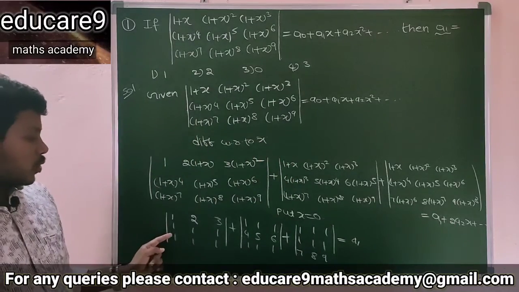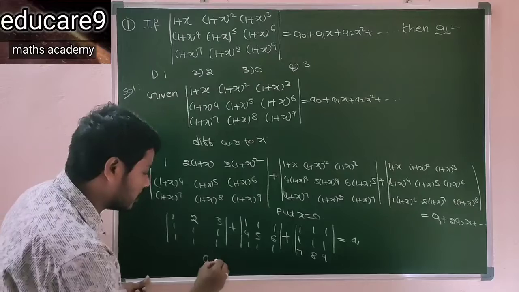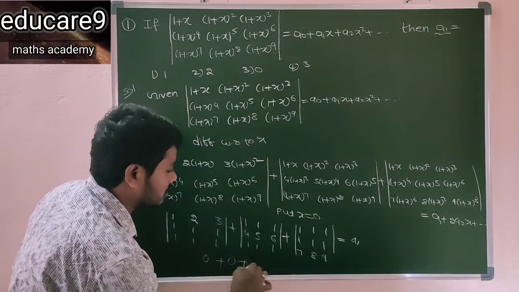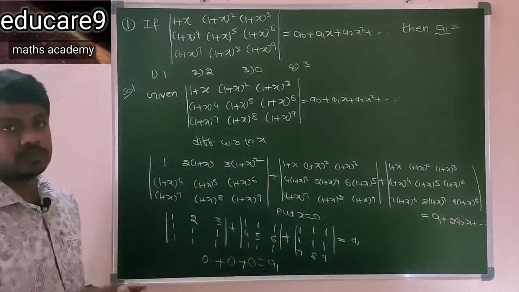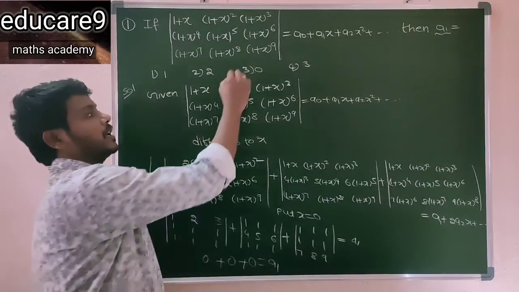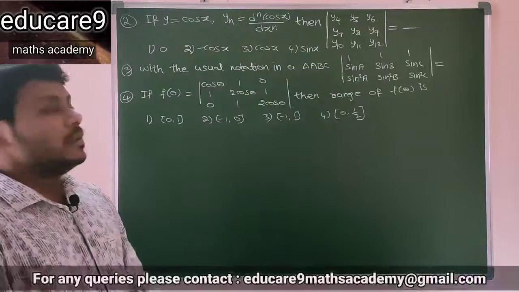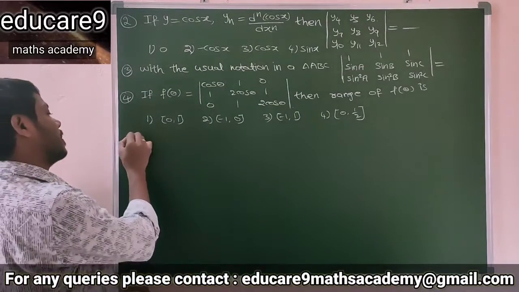Clearly here two rows are identical. This is 0, and here also 0, and this one also 0. So clearly, what is the a1 value? 0. So option 3. Now see the second solution.